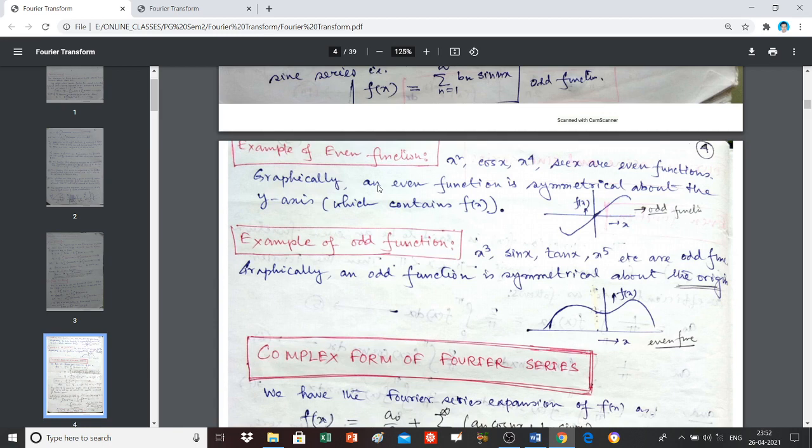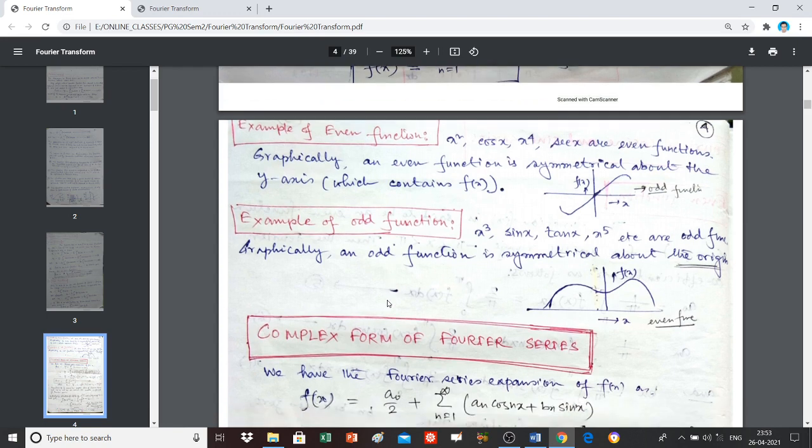In case of even functions, graphically an even function is symmetrical about the y-axis. In this figure, this is the representation of an even function plotted against x. You can see in this direction x is positive and in this direction x is negative. So this is symmetrical about the y-axis, and these values and these values are equal. For these values, f(x) has the identical value. So the even function is symmetrical about the y-axis.